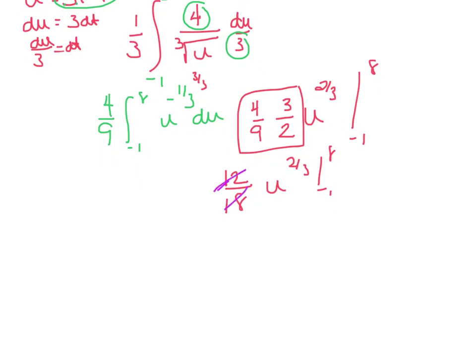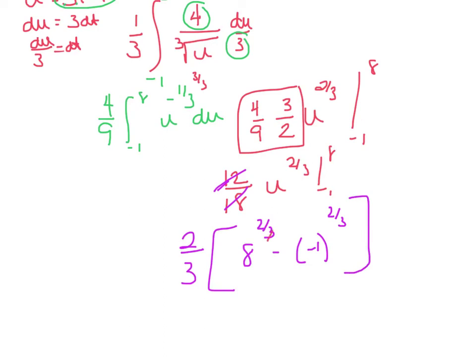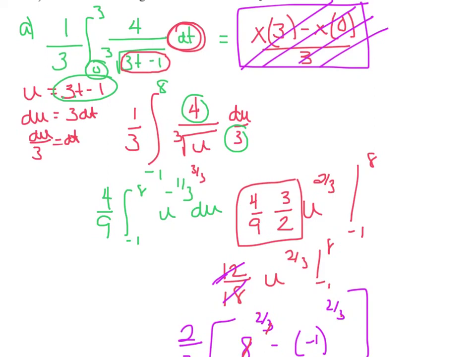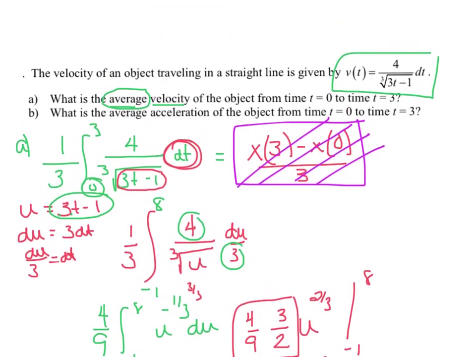So I can reduce that. Let's see, 6 goes in there. That's 2/3. If I plug my 8 in, I get 8 to the 2/3 minus negative 1 to the 2/3. Okay, cubed root of 8 is 2. 2 squared is 4 minus. The cubed root of negative 1 is negative 1. Negative 1 squared is 1. 4 minus 1 is 3. Times this 2/3 out front gets me a nice 2. So I know that my average velocity, that's what we were finding there, is 2.